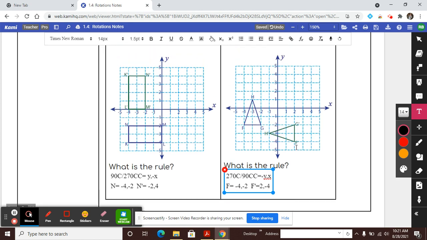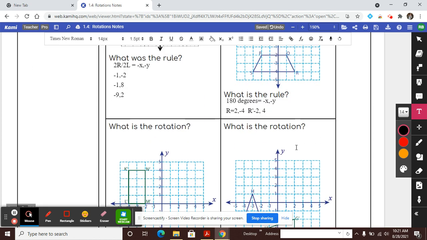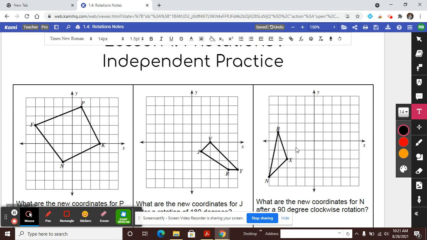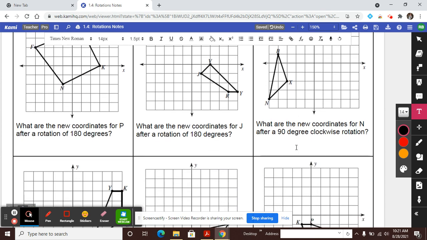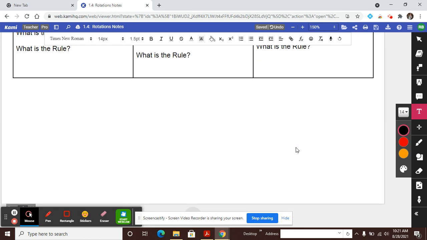What I want you to do, I'll go ahead and pause it again so that we can go back over any questions or anything that we need to review. And then we'll do some guided practice, and you'll have some independent practice that you guys will have to do.